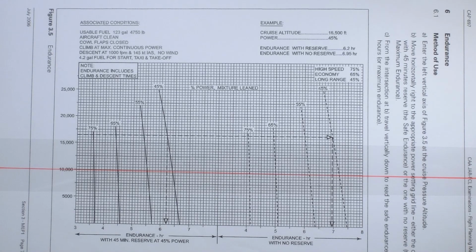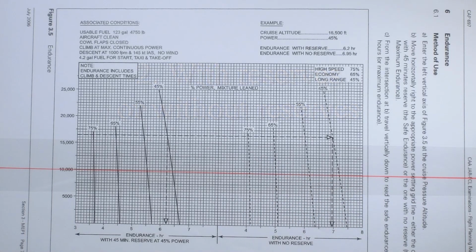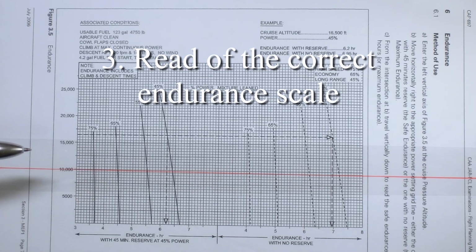Next, we decide if we want our endurance with our reserves intact, which we will use this side of the chart, or if we want the endurance with no reserves remaining, and that's this side of the table. And the last step is simply to determine for your power setting what is the appropriate endurance.